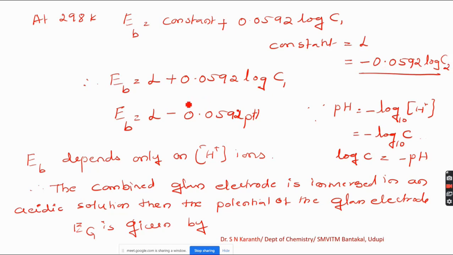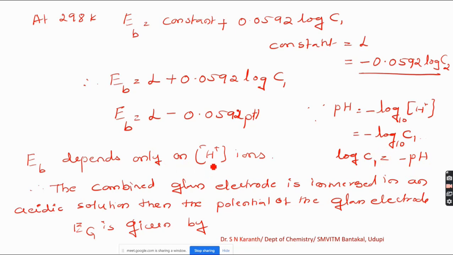So we can write Eb is equal to L plus 0.0592 log C1. Okay, Eb equal to L minus 0.0592 pH, where pH equals the negative logarithm to the base 10 of the concentration of H plus. Here the concentration C1 is nothing but the H plus ion concentration. So in place of log C1 we can write minus pH. So that means the boundary potential depends on the concentration of H plus ion.